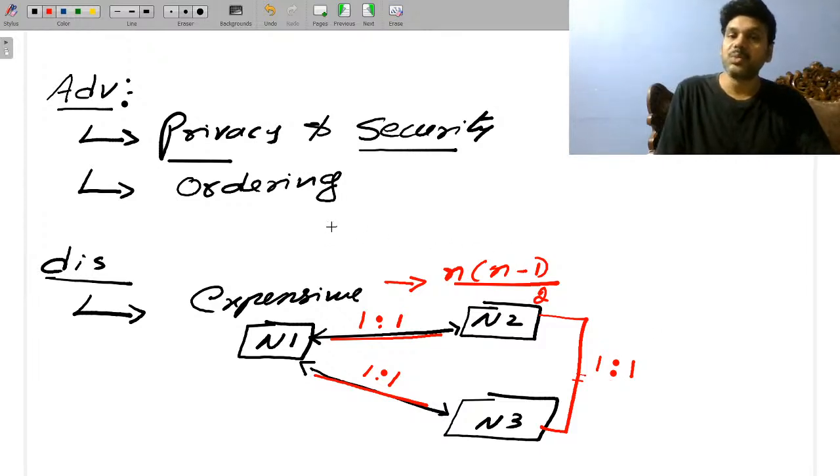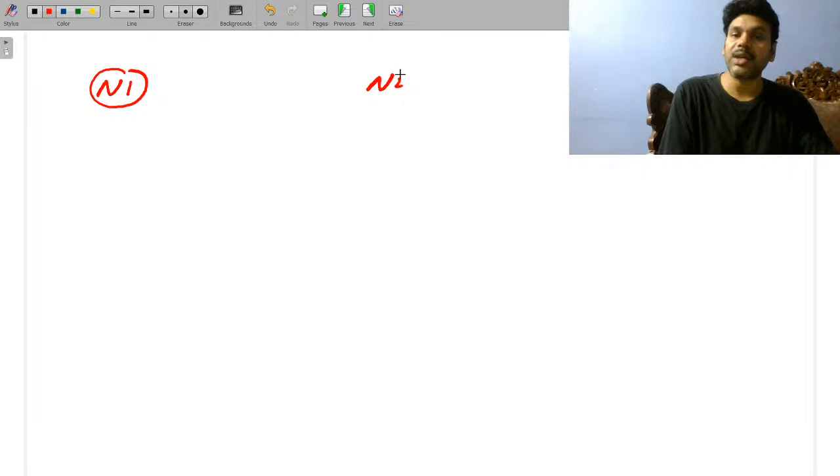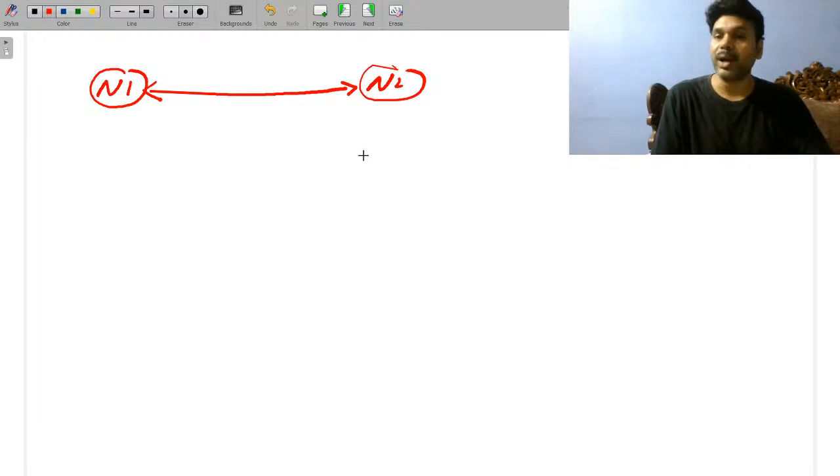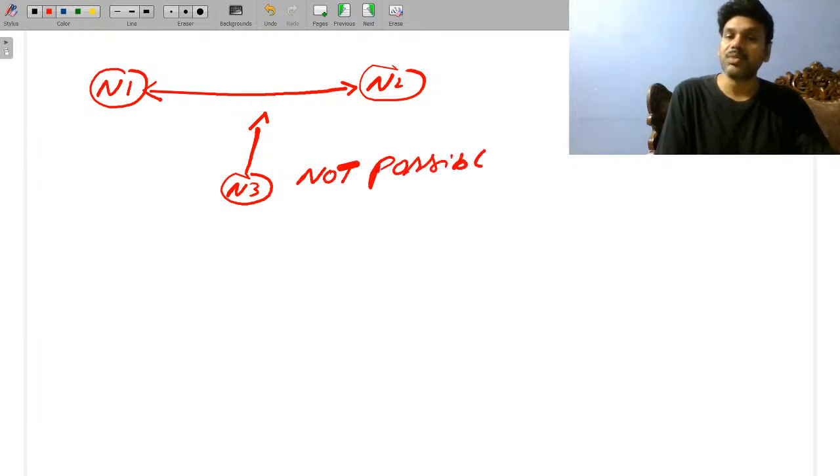But the advantage is superb. Why is the advantage superb? Whatever data is transmitted by N1 and N2, that conversation is only in between those two parties. So if another guy tries to access the channel using N3, then it is not possible. Because of that, we use the concept of point to point, also called unicasting.